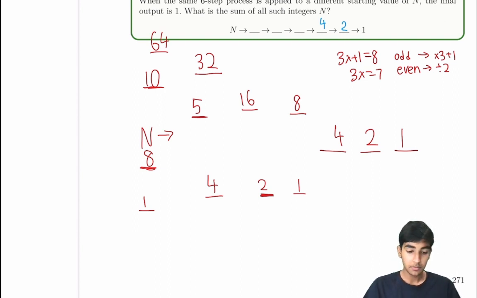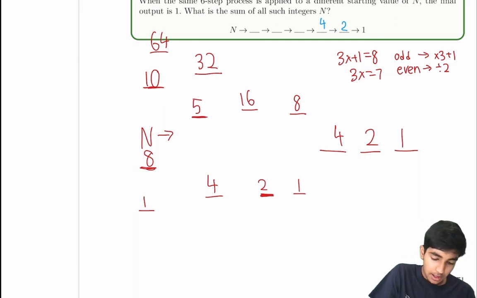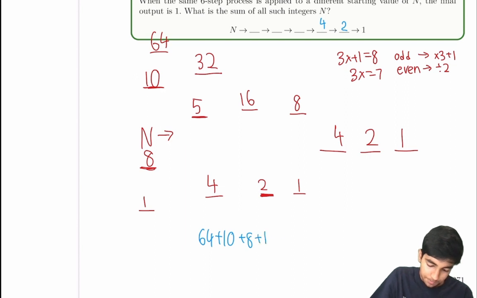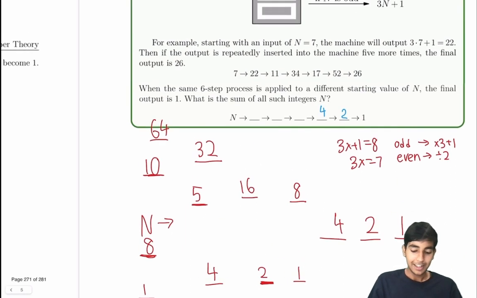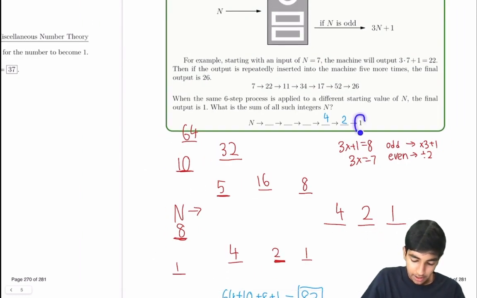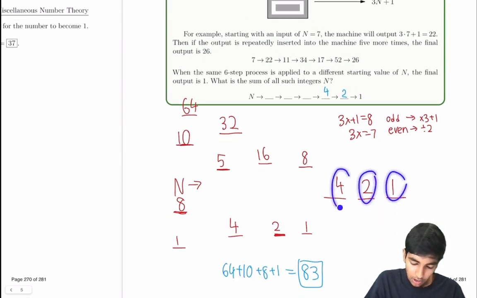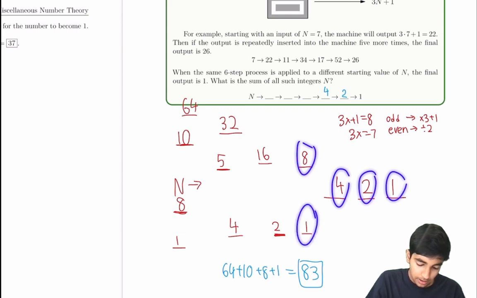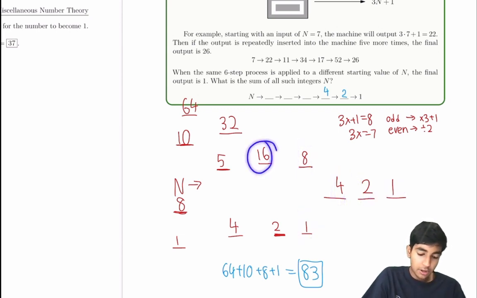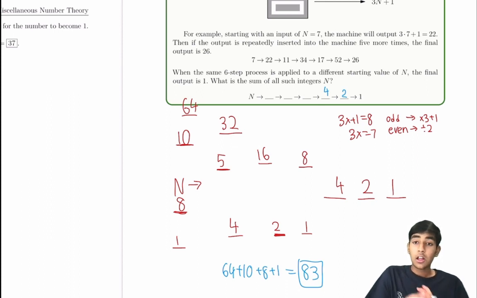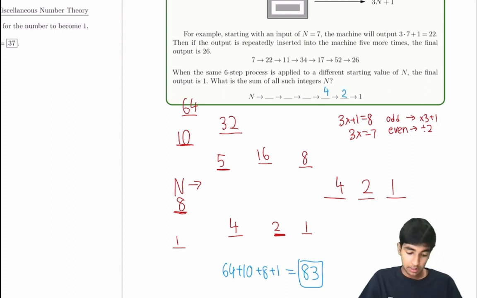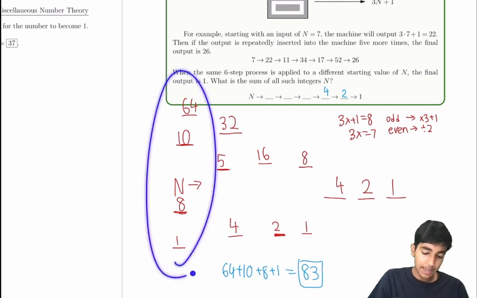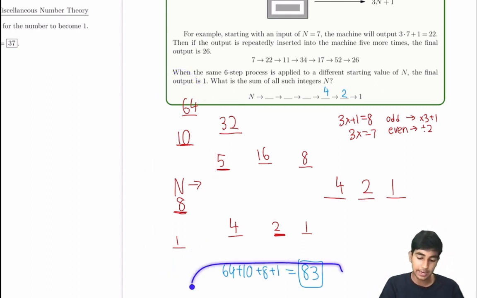So now what we can do is just add them up. 64 plus 10 plus 8 plus 1. And that is equal to 83, our answer. So the key idea here was just looking at this and working backwards. 1, 2, 4, and then we discovered 2 possibilities. And then for each possibility, we just considered 2 cases. If the previous value was odd or even, not all the times did both of them work, but sometimes they did. And we ended up getting 4 final values that worked and adding them up.